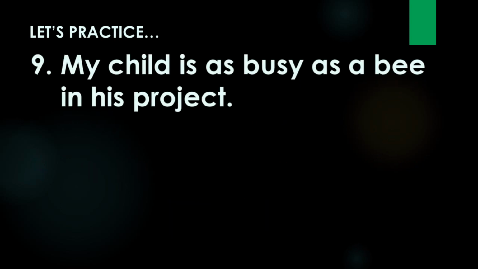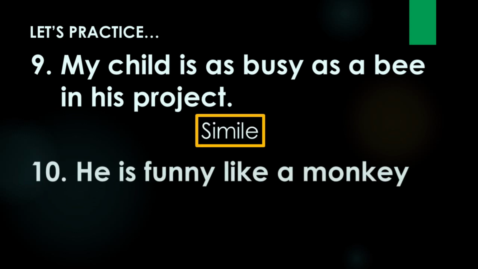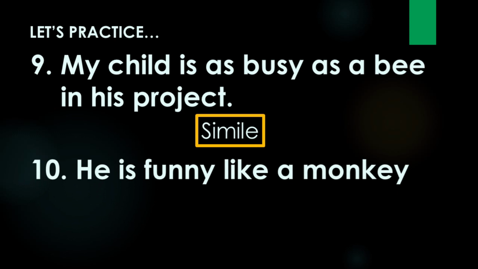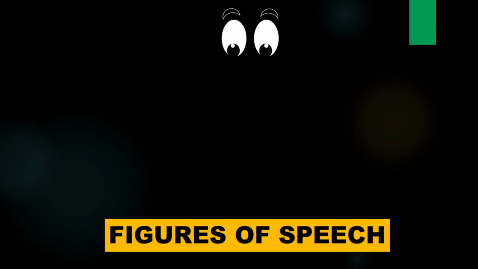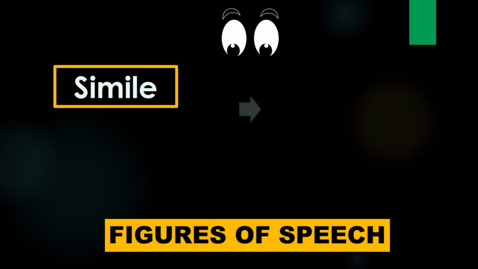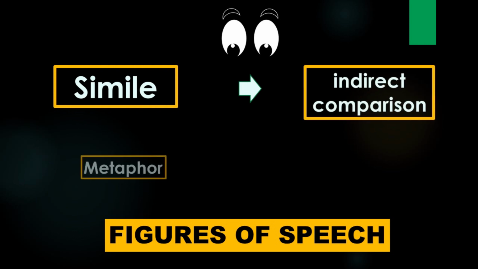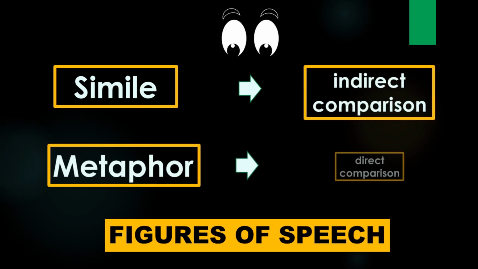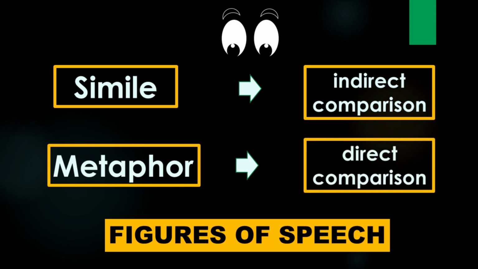Number 9, my child is as busy as a bee in his project. Is it simile or metaphor? Good, it's simile. And number 10, he is funny like a monkey. Is it simile or metaphor? Good job, it's simile. Just to simplify our discussion about figures of speech, remember that simile is used for indirect comparison, while metaphor is used for direct comparison. Wow!